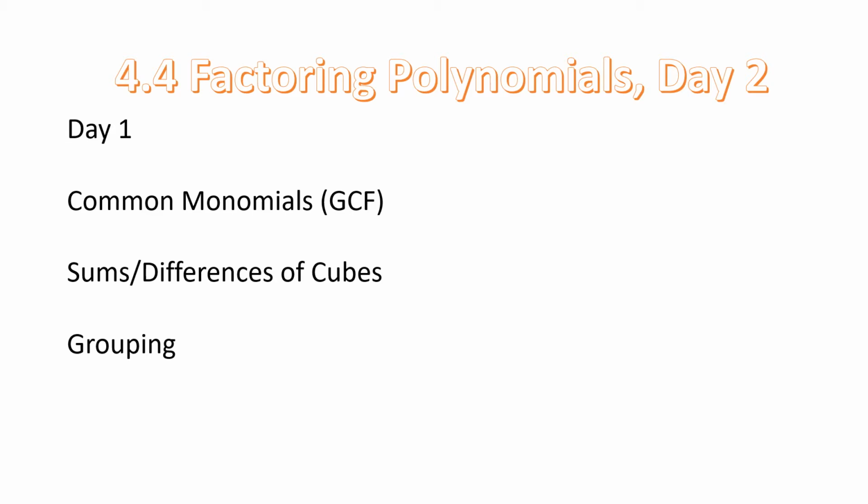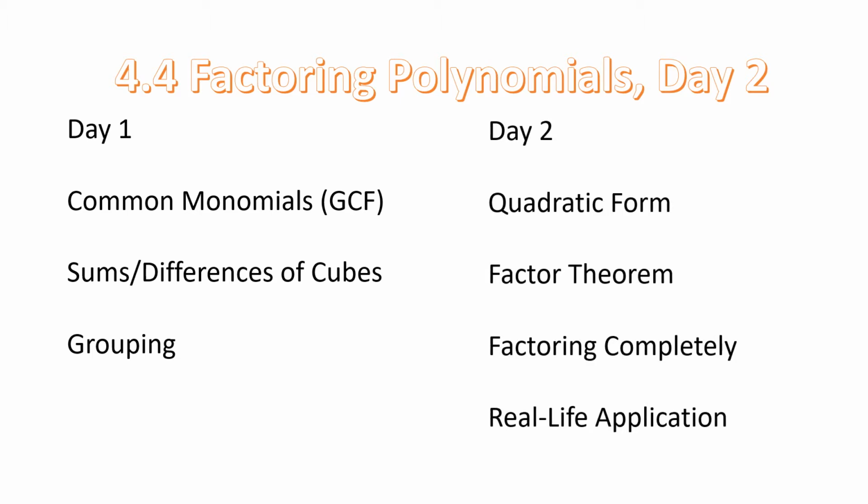Grouping doesn't always work either, but when there are four terms and we can't take a greatest common factor out of everything, it's worth it to see if we can piecemeal it. Can we take a factor out of the first two terms and something else out of the second two terms? And when we do so, is what's left behind in the parentheses the same? If it is, then grouping is a great choice. Today we're going to talk about the quadratic form, the factor theorem, factoring polynomials completely, and then we'll look at a real-life application.